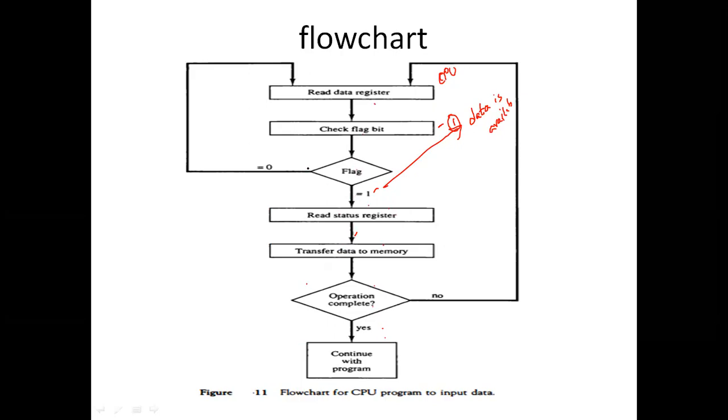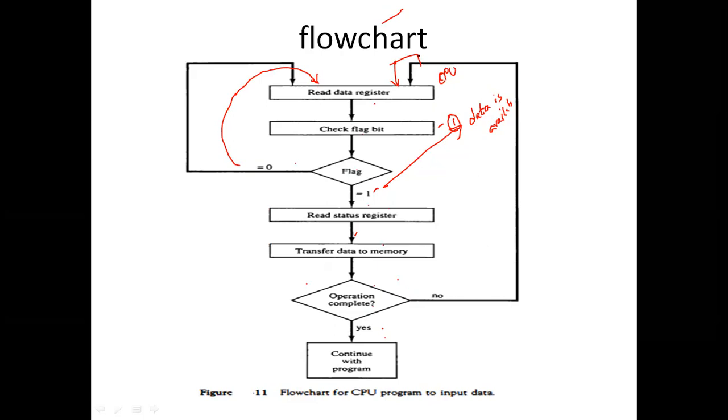If the flag bit is equal to 0, again it keeps on reading the data register. So instead of doing its work, the CPU keeps on busy waiting, checking the data register. If the operation is not completed, it has to check the data register once again. So this is the operation that takes place in programmed IO.